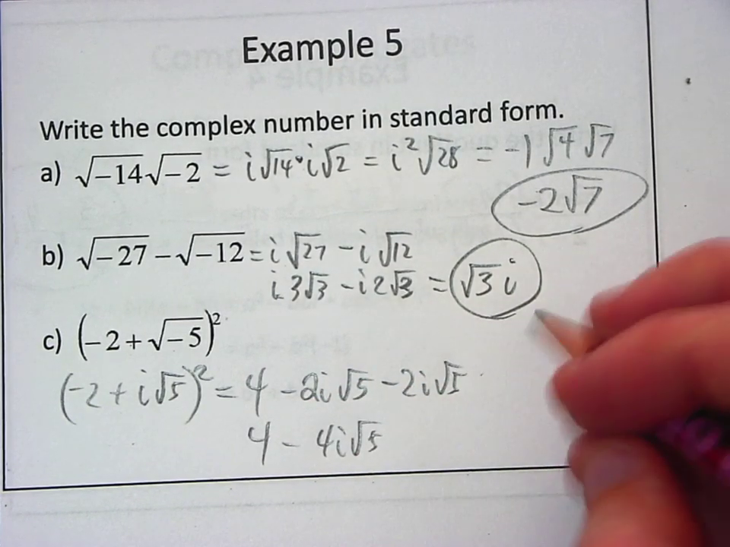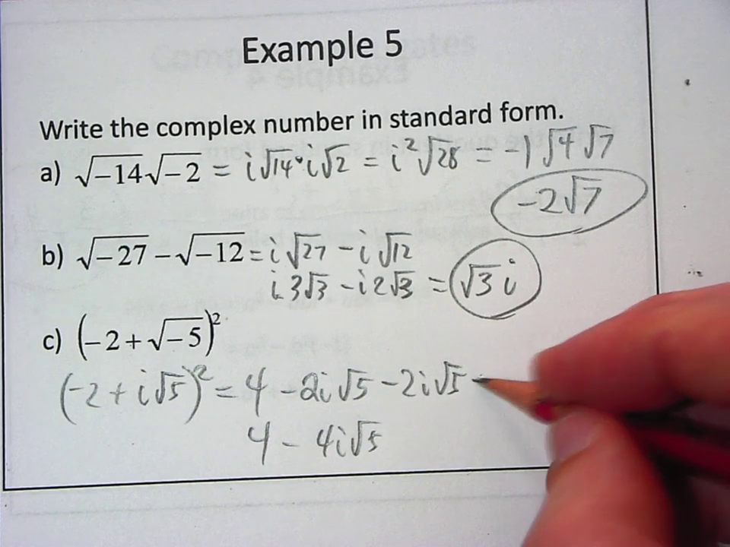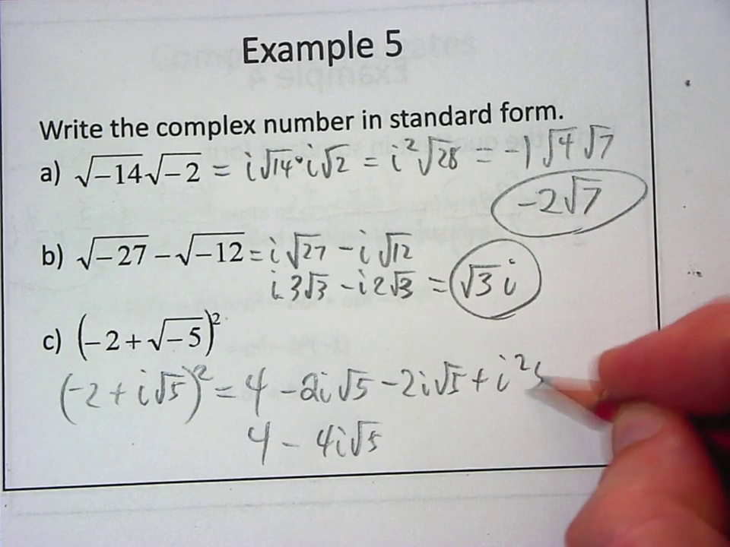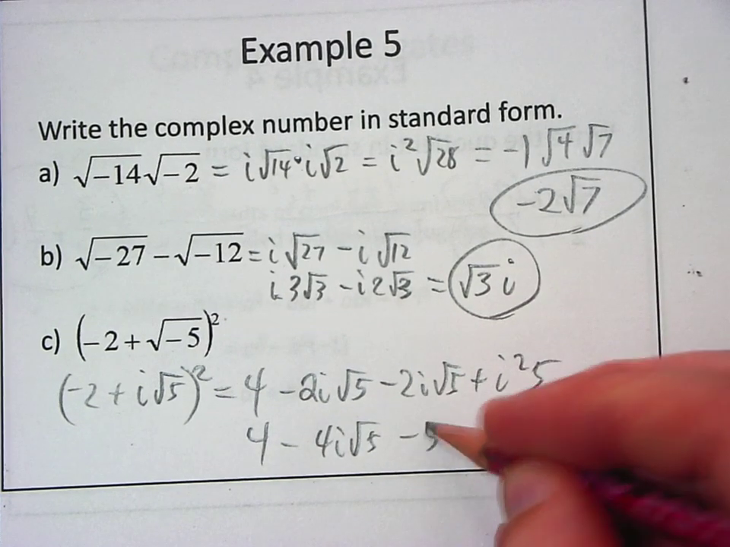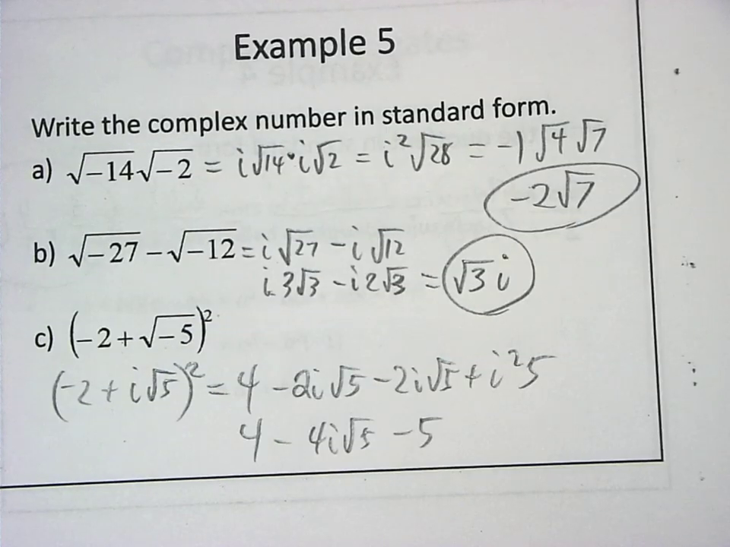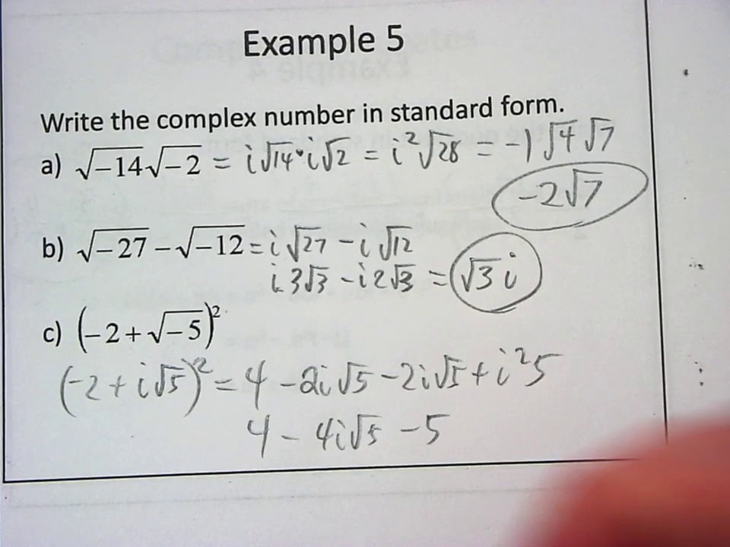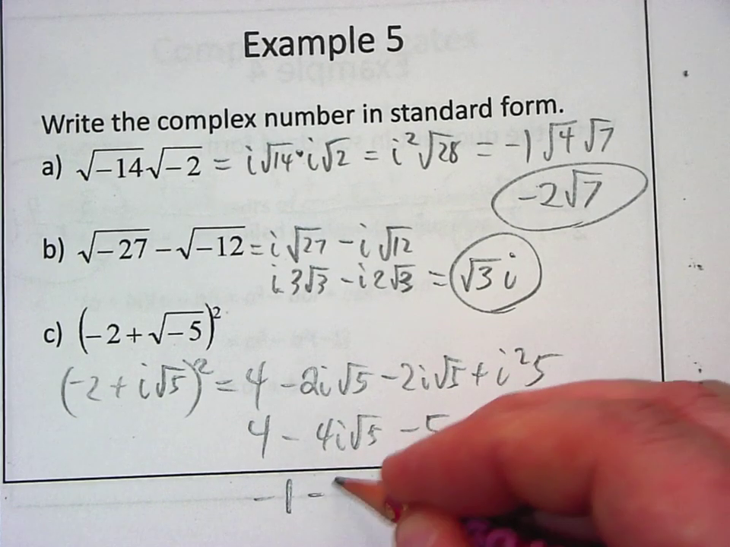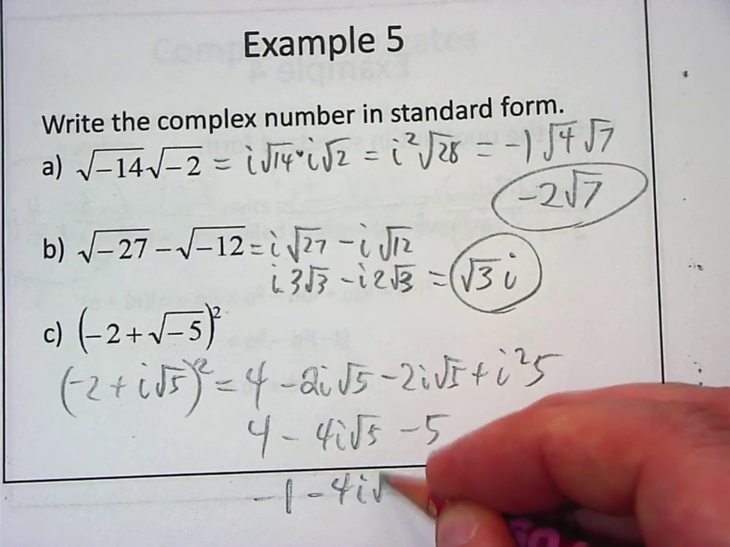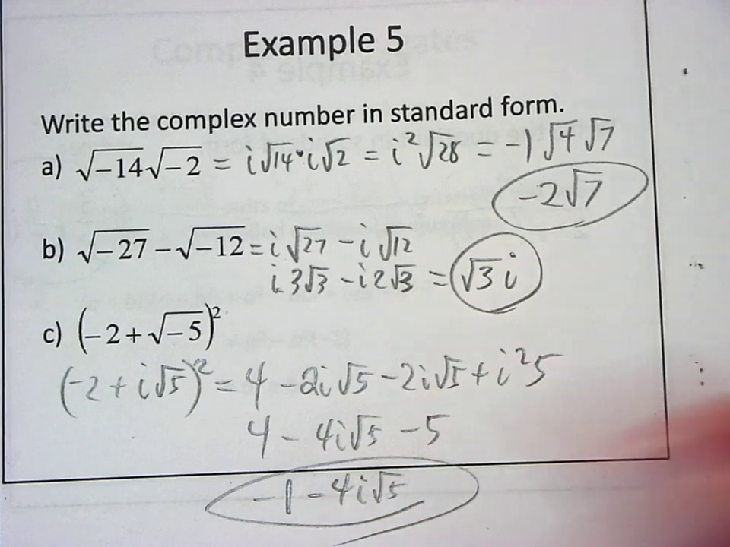Then lastly, I have what? Yeah, 5i squared. And i squared is negative 5 is what it'll turn into, because that's negative 1 times 5. So I end up with what? Negative 1 minus 4i root 5.